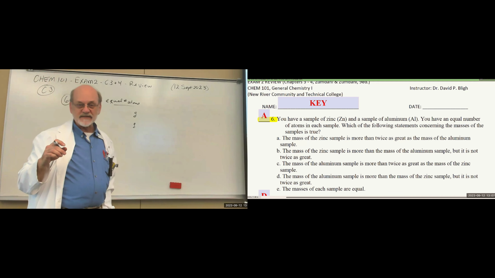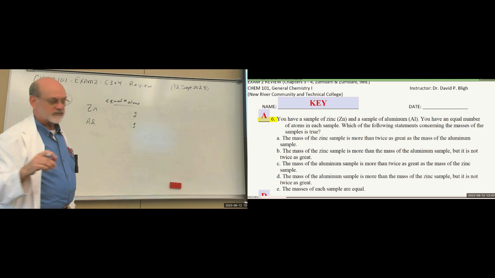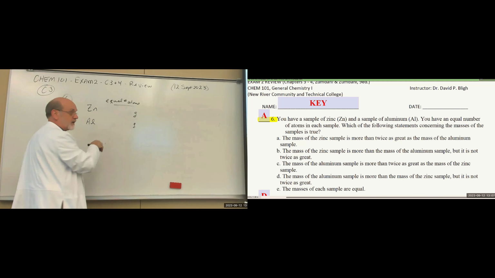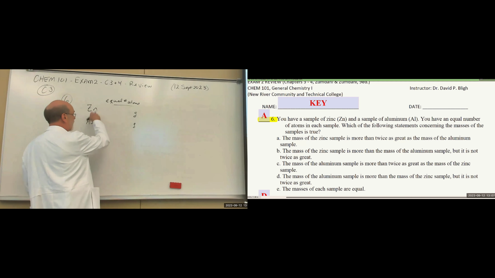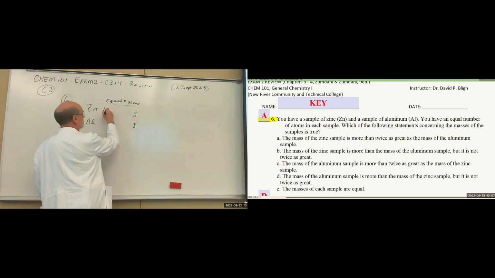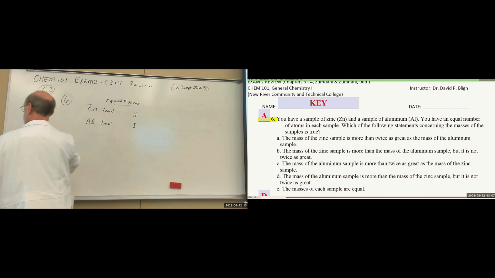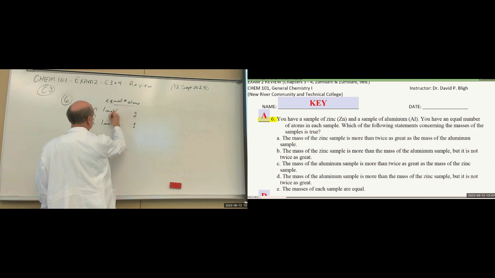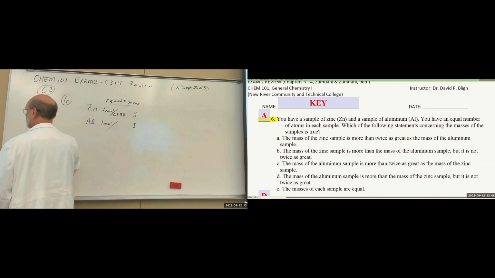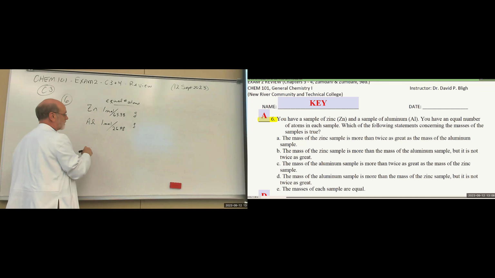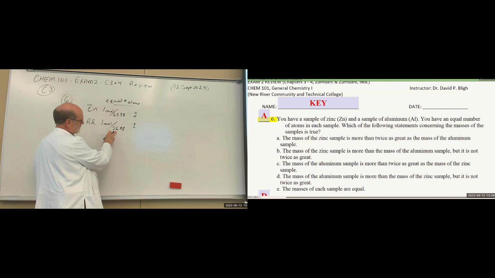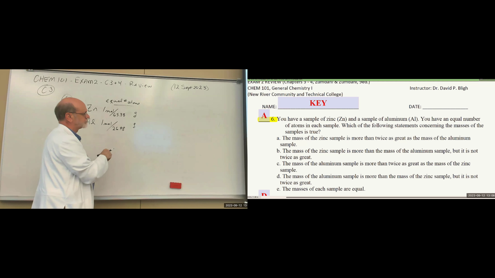First one, the mass of the zinc sample is more than twice as great as the mass of the aluminum sample. We have the same number of atoms, so we can pick how many we want. That's what I would do. Let's just say we have a mole of each. So what's the molar mass of zinc? 65.38 grams. How about aluminum? 26.98 grams for that mole. So this is about 27.